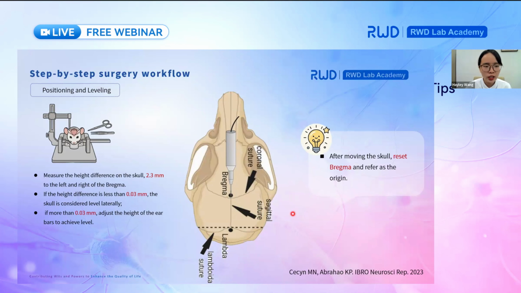Then after that, we compare the skull height on the left and right sides, usually 2.3 millimeter from bregma. So now we move to the left side, and then we move to the right side. If the difference is higher than 0.03 millimeter, we adjust the ear bars. After any adjustment, the bregma should be reset as the origin.